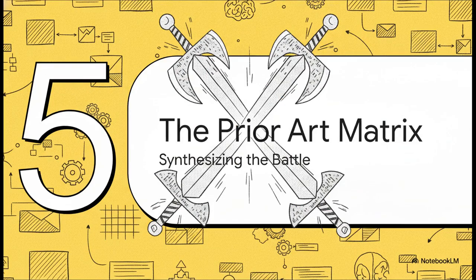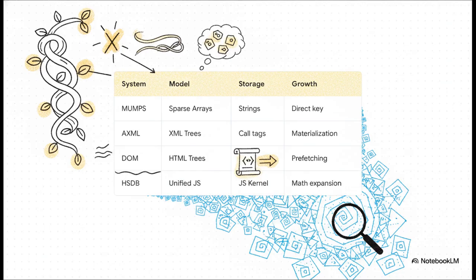Okay, section 5. Let's look at the prior art matrix. When we synthesize this intellectual property battle and map these systems side by side, a really fascinating pattern emerges. We've got MUMPS using strings via execute, ActiveXML utilizing call tags for materialization, and the DOM using script elements for prefetching. It clearly shows that embedding executable logic within tree nodes for dynamic growth is a well-established paradigm across all these eras. The prior art proves that the actual idea of an active hierarchy is not new at all.